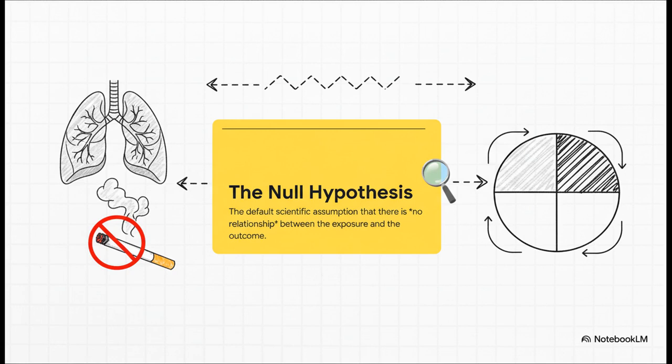So why do we do all of this? I mean, why is this calculation so important? To get that, we have to talk about the fundamental starting point of all science, something called the null hypothesis. It's the default, skeptical assumption that there's no relationship at all between the things we're measuring, that smoking, for example, has zero effect on lung cancer.